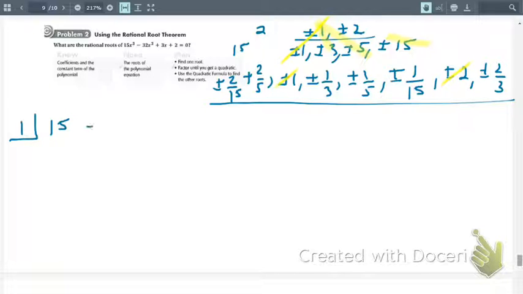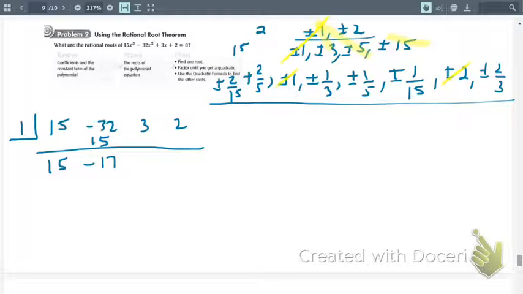So 15, negative 32, 3, and 2. Bring down the 15. 1 times 15 is 15. Add negative 32 and 15, and that gives us negative 17. 1 times negative 17 is negative 17. Add 3 to it, and you get negative 14. 1 times negative 14 is negative 14. 2 and negative 14 gives us negative 12. Now, 1 is not a root because we do not get a remainder of 0.